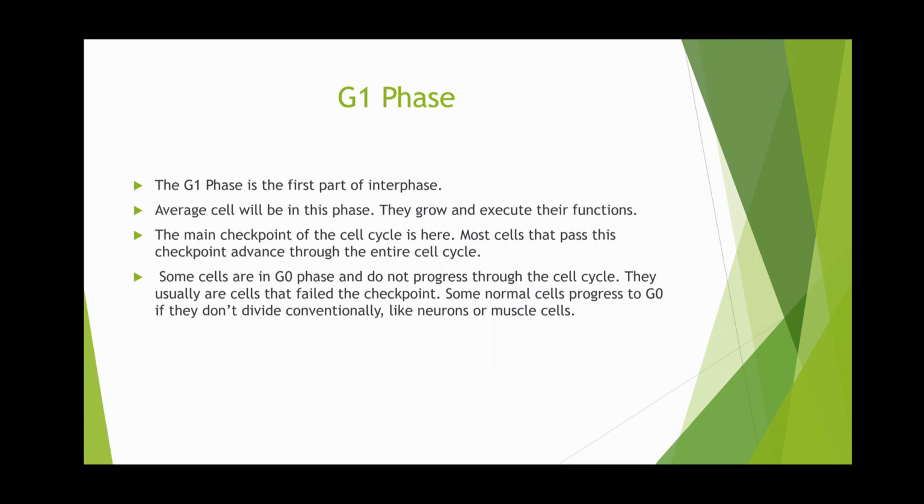a muscle cell or a skin cell in G1 phase is going to be protecting the interior of the body from infection, or preventing other substances from entering the body that shouldn't. It's essentially the purpose of the skin, right? So that's a good example of a cell in G1 phase executing its functions.